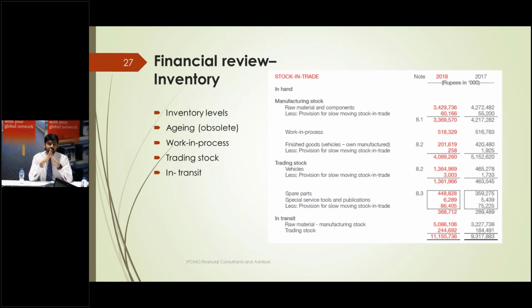And again, we said that raw material is sourced from abroad, so we have a lot of raw material in transit, around 5 billion, and trading stock just 244 million. That is very minimal compared to the trading stock. So we need to review how much of the stock is actually tradable and not obsolete.